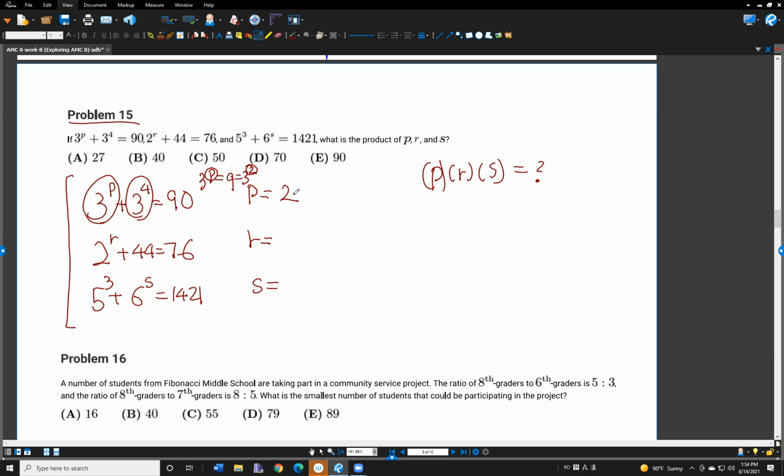What is the value of R? What is the value of S? You know what an exponent number is, okay? You guys learned this already. R is 5, correct. 2 to the 5 is 32, plus 44 is 76. What is S? What is S?